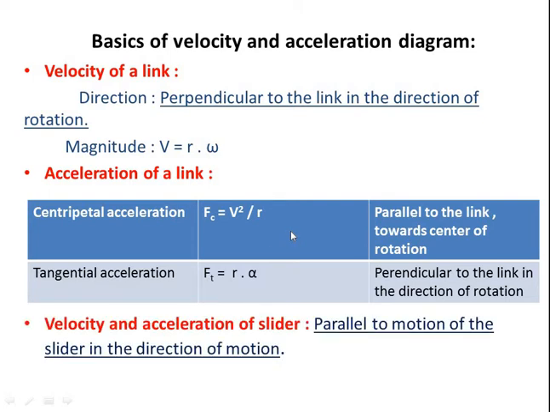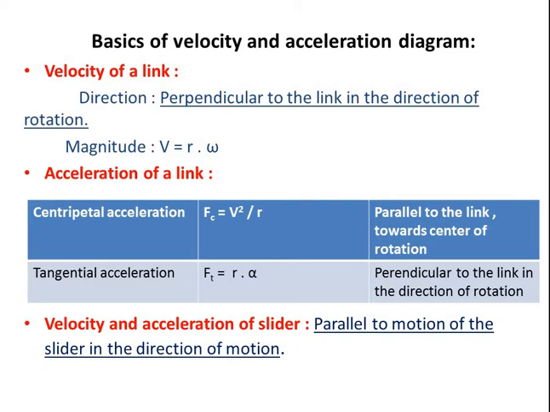Now, if the link will have linear motion, that is, if it is a slider, then velocity and acceleration of slider both are parallel to motion of the slider in the direction of motion. So we can locate only the direction of the velocity vector and acceleration vector of a slider. We can't locate its magnitude. It can be located after completion of velocity and acceleration diagram. So these are some basics of velocity and acceleration vector.